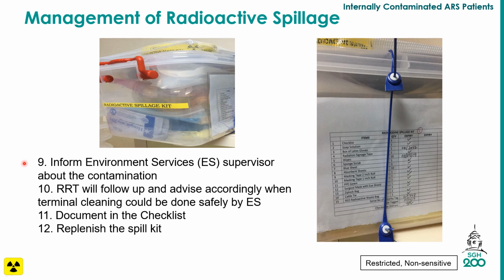Next, inform the Environmental Services Supervisor about the contamination. The RRT will follow up and advise accordingly when the terminal cleaning could be done by Environmental Services. Document in the checklist that you had followed all the steps one by one. Replenish the spill kit, as you may have used up some of the items in it.